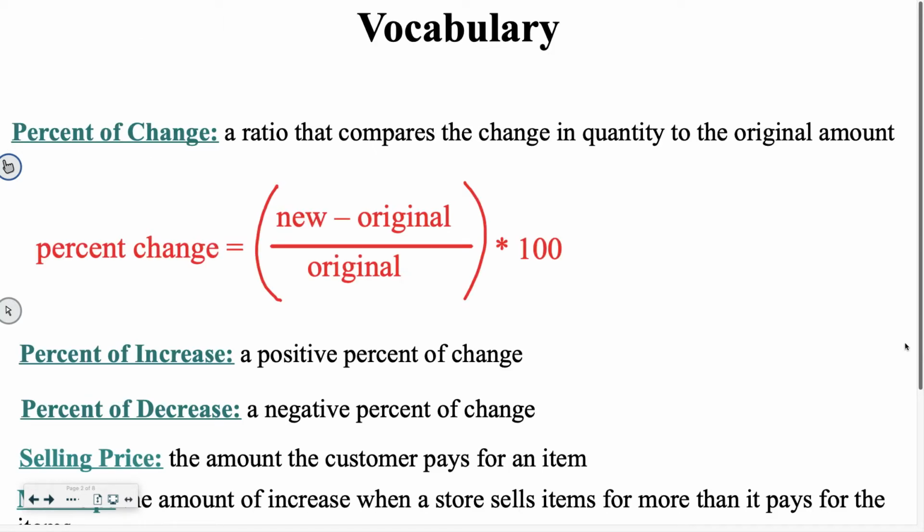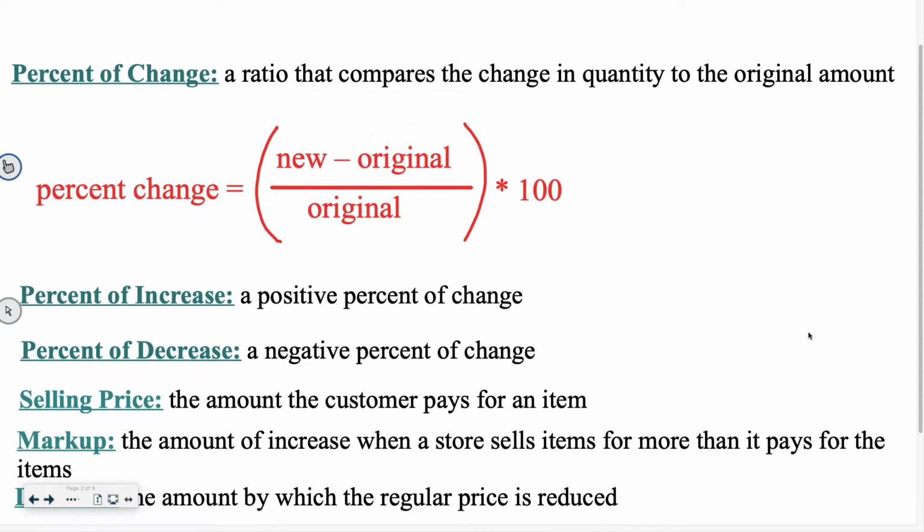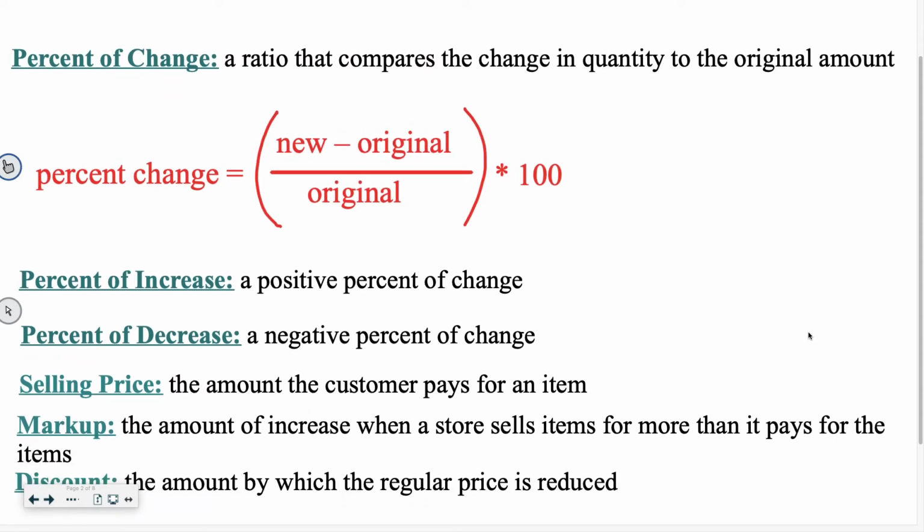So let's look at some vocab here. First of all, a percent of change is a ratio that compares the change in quantity to the original amount. So it's just telling you how much something is changing by, whether that's a percent of increase where something is going up or a percent of decrease where it is going down.